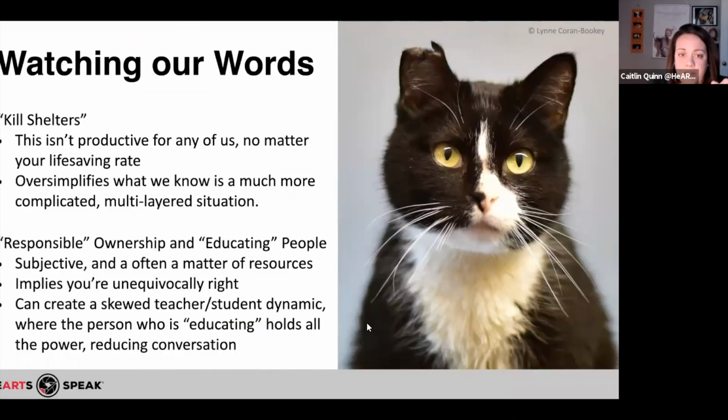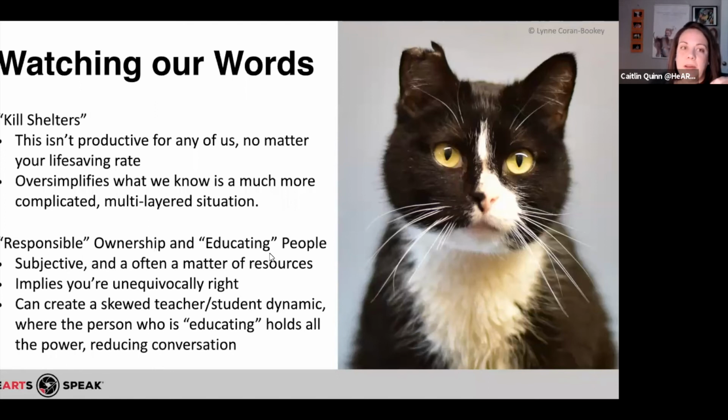I have two specific examples here, and I apologize for having to go quickly through this section because I think these are important conversations. But in terms of just two call outs that I wanted to make for examples, one is kill shelters. And I think many of us, even within the field, end up using this term for a variety of reasons. And I would love to believe that in a lot of cases, it's a bad habit, right, that we have established over time.